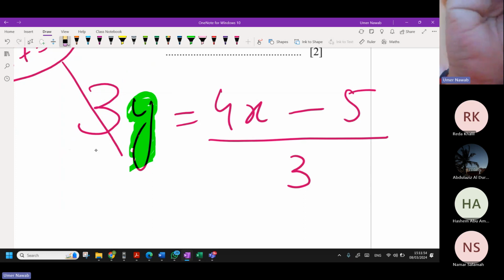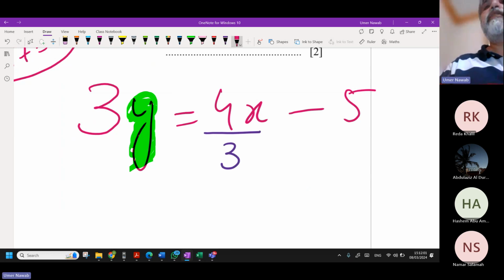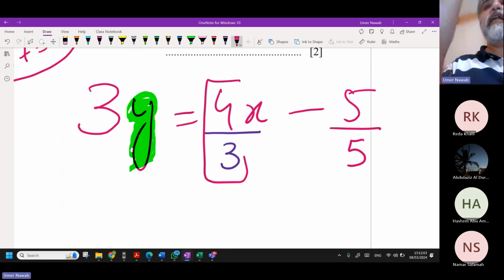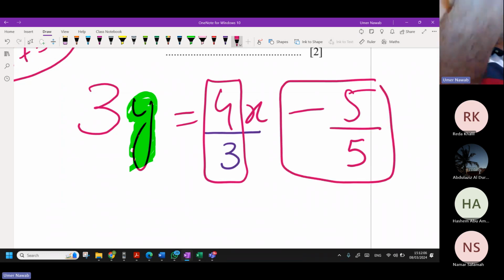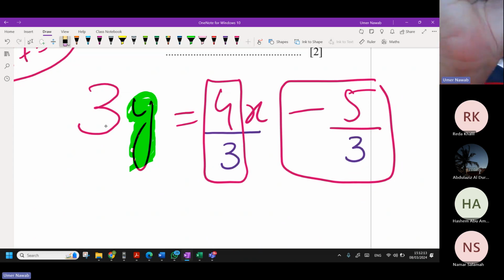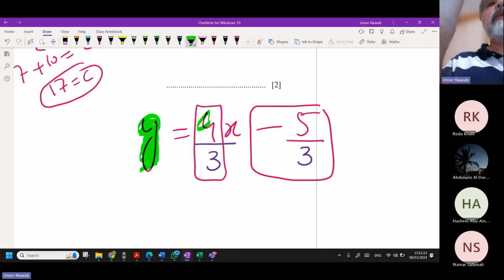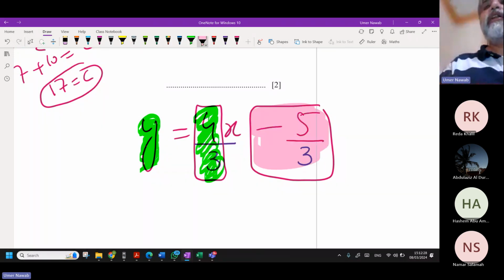But I want to write my 3 under every term. So basically, I will divide by 3 here and divide 3 separately because I want to know what is my gradient and what is my c. So my c is minus 5 over 3 and my gradient is 4 over 3. But this 3 is gone. When I divide by 3 there, it is cancelled, and I'm going to get 1 here. So the gradient, I found it. Gradient should be 4 over 3, and the y-intercept is minus 5 over 3.